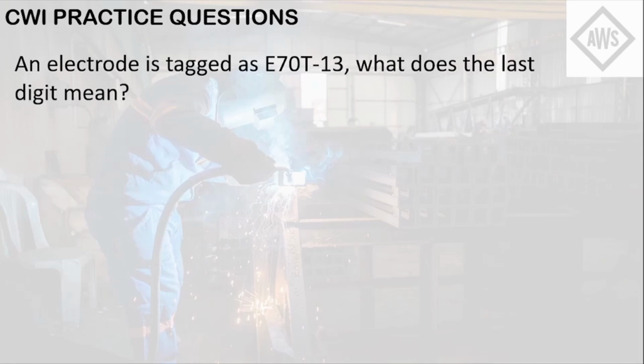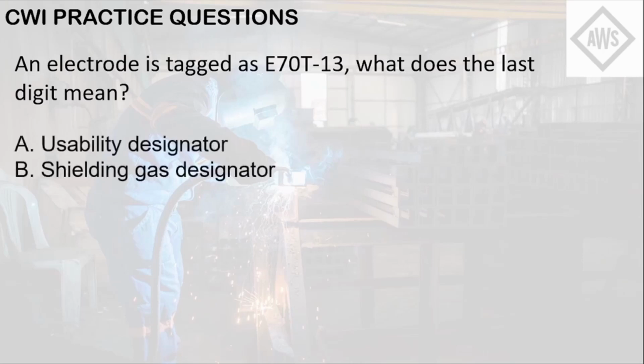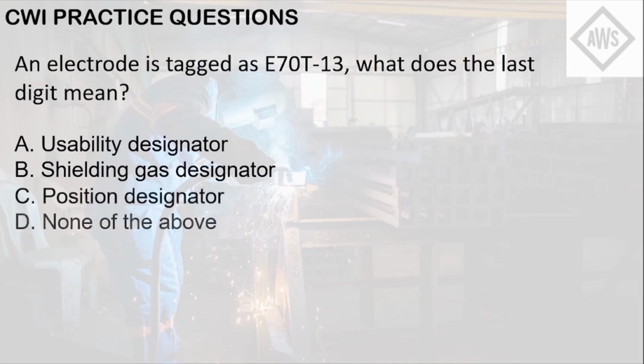An electrode is tagged as E70T-13. What does the last digit mean? Letter A, usability designator. Letter B, shielding gas designator. Letter C, position designator. Letter D, none of the above. The usability designator is the second to the last digit here, so that's number 1. The position designator is the number 0 after the first digit, number 7. So the answer here will be shielding gas designator.